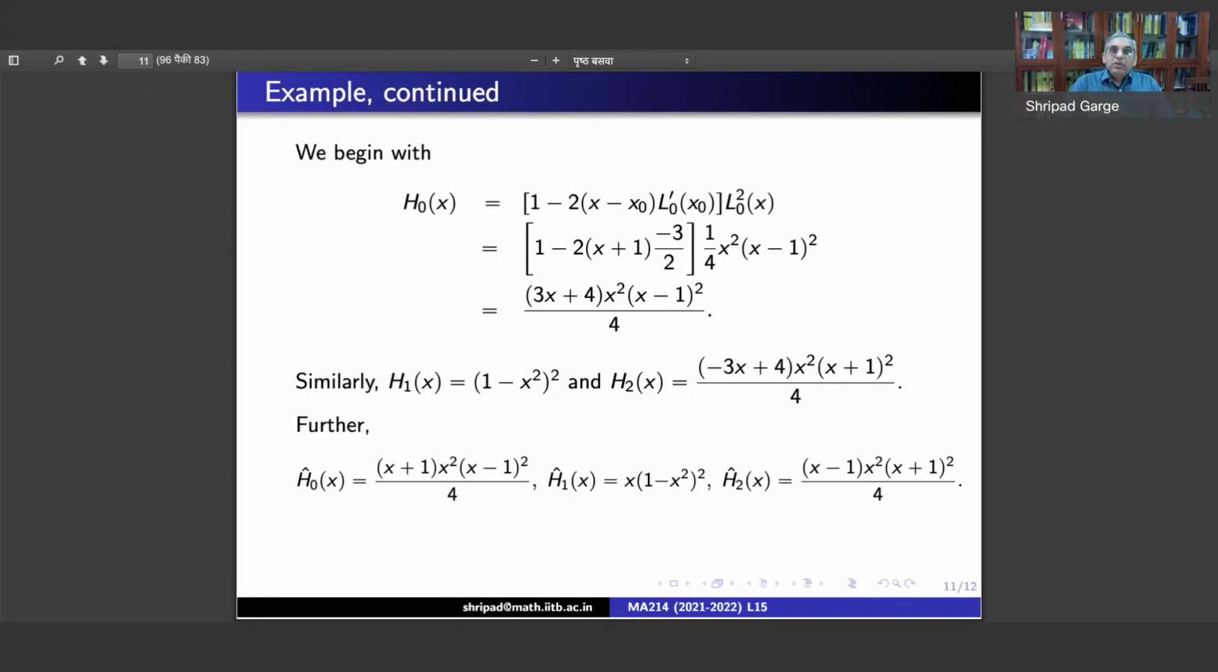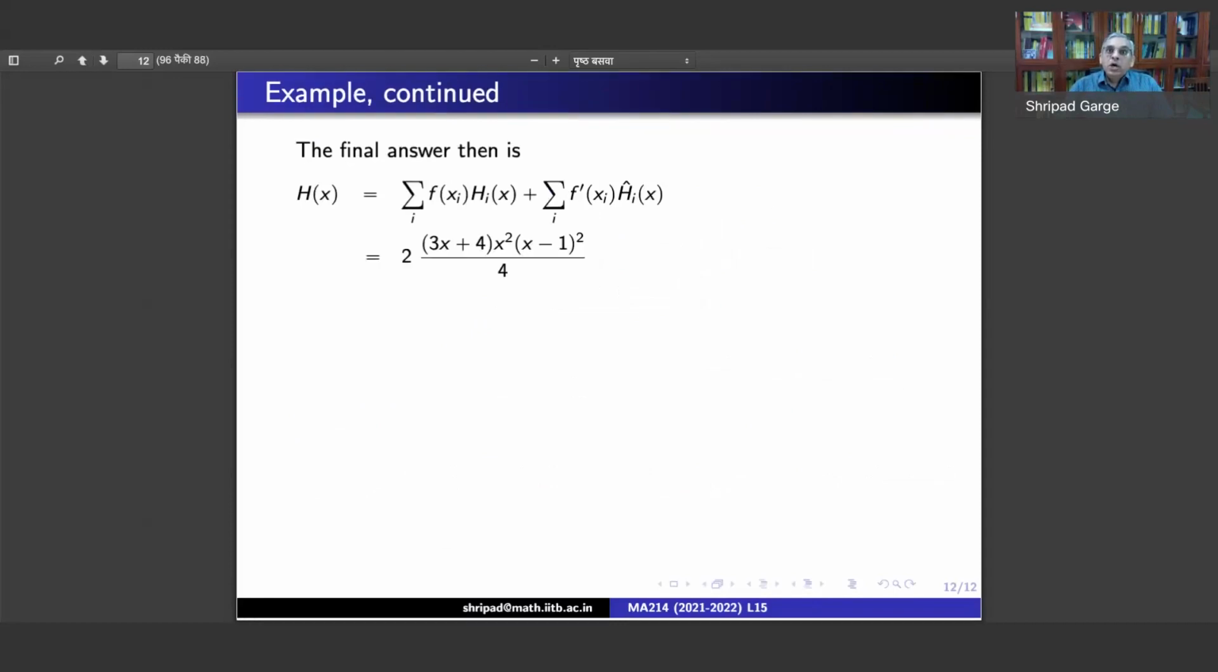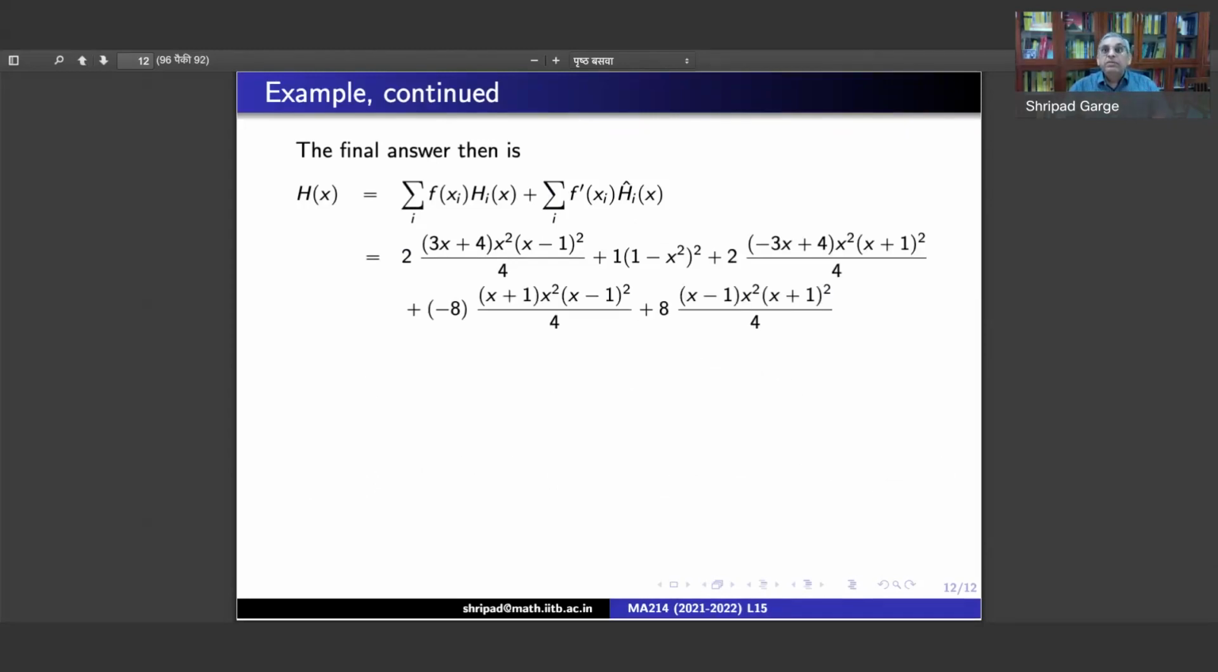Okay. So now we compute the final Hermite polynomial for the given data. It will be summation of f of xi times hi plus the derivative value at xi times hi hat. The value at x0 is given to be 2, and this is h0, plus the value at x1 is given to be 1, and this is h1, and the value at x2 into h2. This is the first summation expanded. Then you have the second summation, which we have already observed will have only 2 terms.